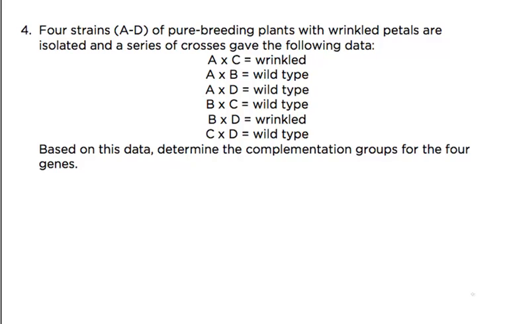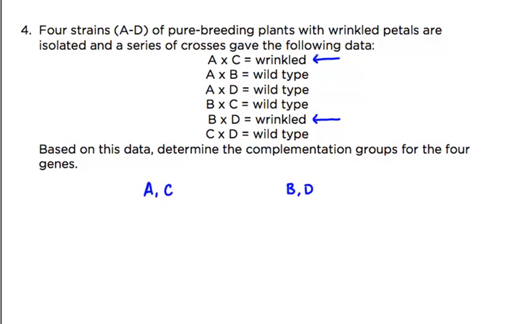So this is kind of similar to the previous problem in that strains that are not in the same complementation group will complement each other to give the wild-type phenotype. So what we're looking for is the non-wild-type phenotype. So we're looking for wrinkled. So you see A complemented with C gives wrinkled, and also B complemented with D gives wrinkled. So based on this data, we would say that A and C are in one complementation group, and B and D are in the other complementation group.